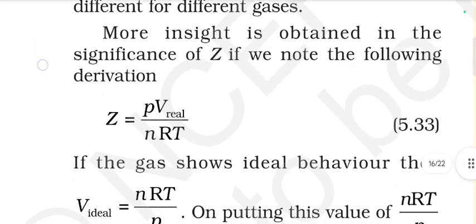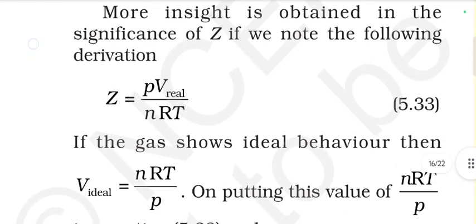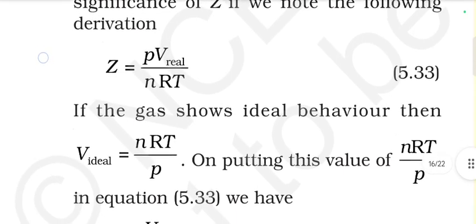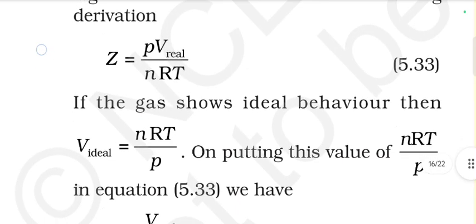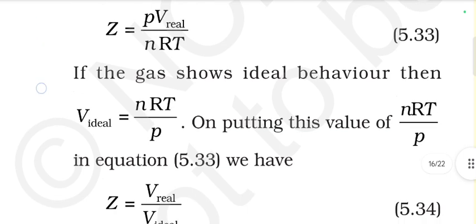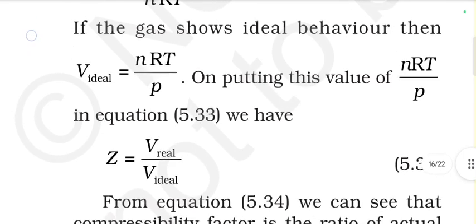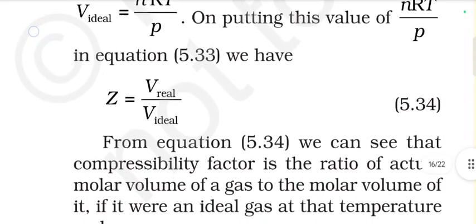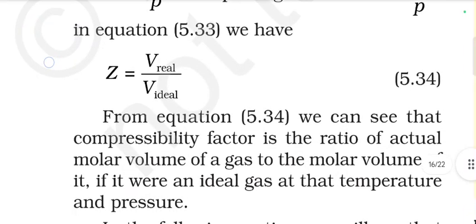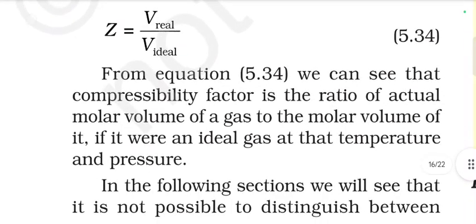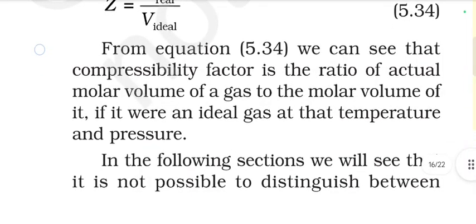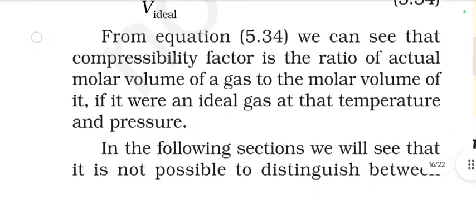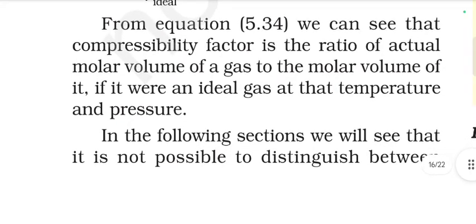More insight is obtained in the significance of Z if we note the following derivation. Z is equal to P into V real upon nRT. If the gas shows ideal behavior, then V ideal is equal to nRT upon P. On putting this value of nRT upon P in equation 5.33, we have Z is equal to V real upon V ideal. From equation 5.34, we can see that compressibility factor is the ratio of actual molar volume of a gas to the molar volume it would have if it were an ideal gas at that temperature and pressure.